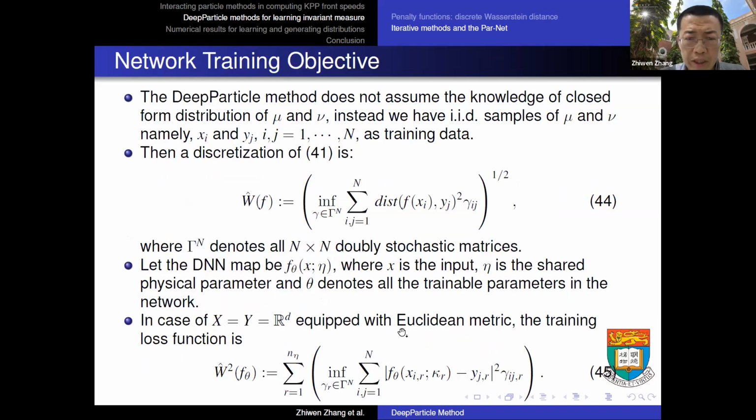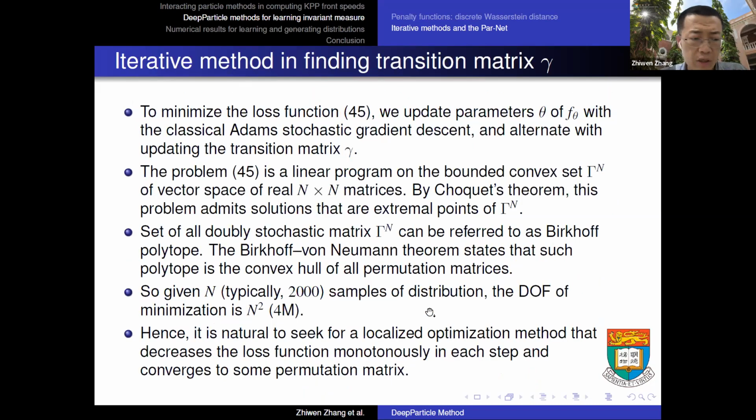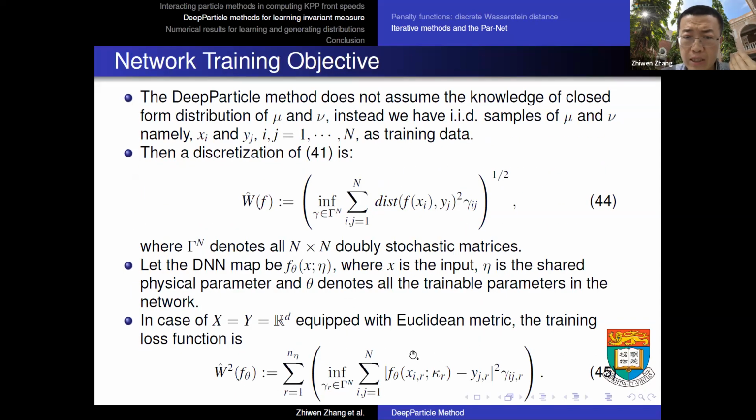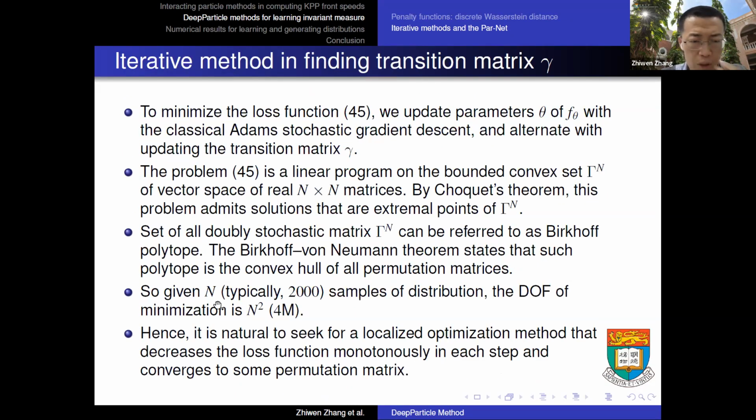Okay, this is very easy to understand. However, the difficult part is when the particle number is large, the degree of freedom, the complexity of this optimization is very expensive. For example, when n is 2000, that's not a large number for particles. However, the degree of freedom is already n squared, 4 million. So it's urgently needed to develop some fast, efficient algorithm to reduce the cost.